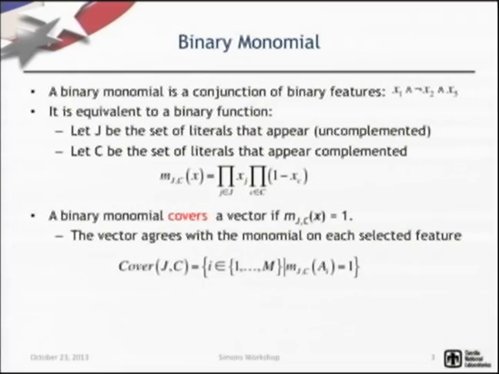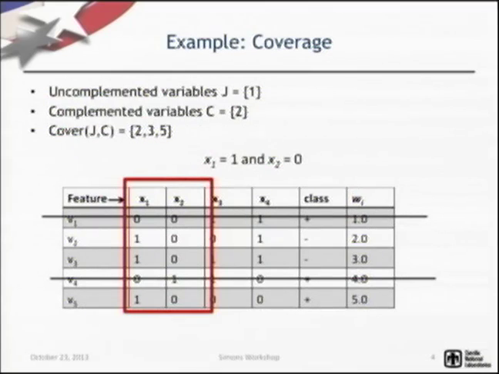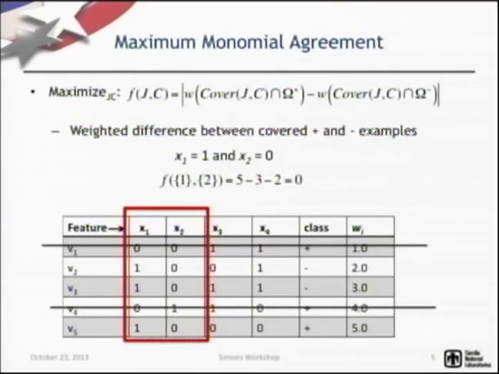And so then we say that a monomial covers a particular vector if it agrees on all of the particular subpieces of this clause. So it's 1 where it's supposed to be 1, and 0 where it's supposed to be 0. Here's a particular example using the matrix we had in the beginning. If we'd like x1 to be 1 and x2 to be 0, then J, the class of positive features, is 1, C, the class of complemented features, is 2, and in this particular case, the first and fourth vectors don't match that, but the other ones do. So that's how you pick out the covered variables.